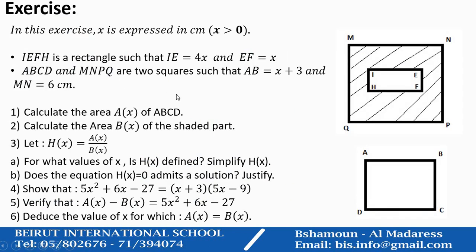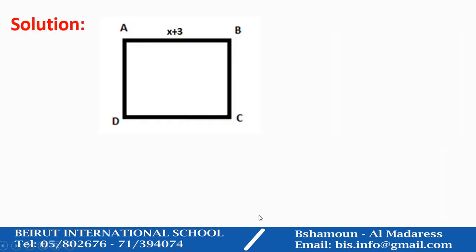In the exercise here, you have MNPQ and ABCD are squares. You have IEFH is a rectangle as given here. And you have to calculate A of x, which is the area of ABCD, B of x, the area of the shaded part, and then solving some equations and finding x for which A of x is equal to B of x. So let us start part by part.